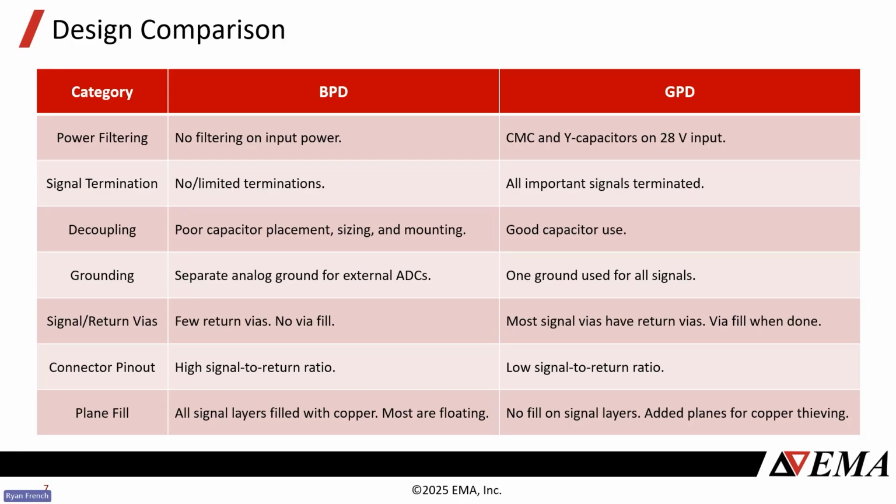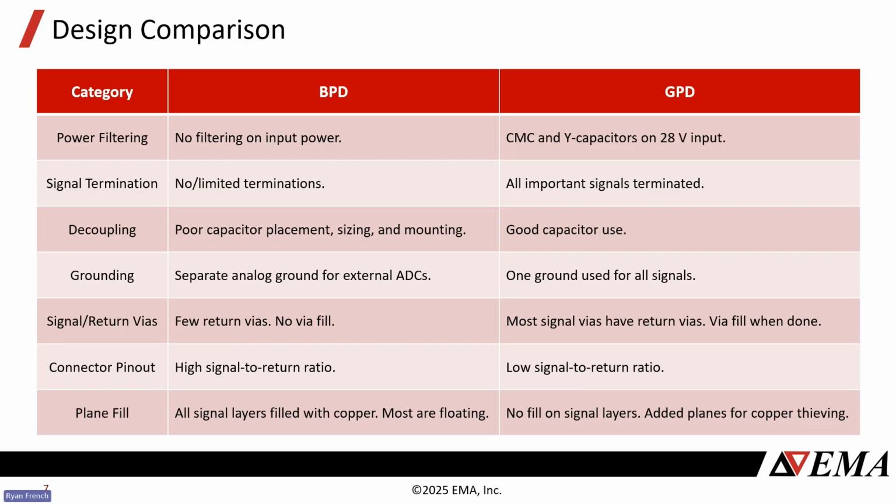When it comes to decoupling, I used large size capacitors, poor placement, and poor mounting to the board. Grounds: I split my grounds in the bad design. We'll see this, but I used an analog ground, and the intention that I see a lot is that analog ground is used for low noise applications with ADCs.